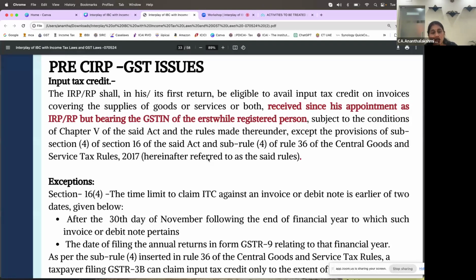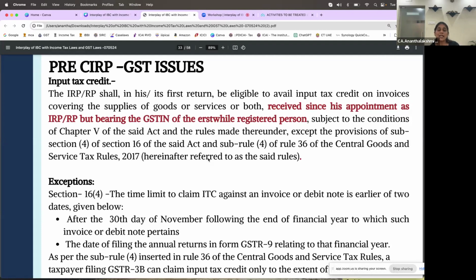You need not consider these two provisions for the purpose of filing the first return. What are Section 16(4) and Rule 36(4)? Rule 36(4), we will discuss. Section 16(4) says we have to claim the ITC. The utilization is not material, but we have to claim the ITC, whatever we have received by way of our purchases, by the earlier of two dates given below.